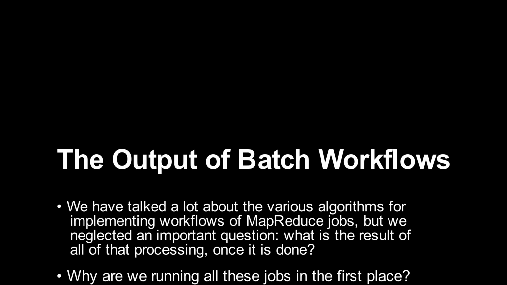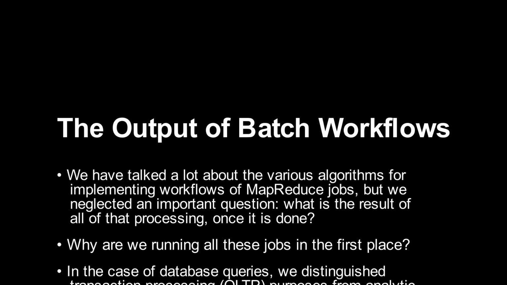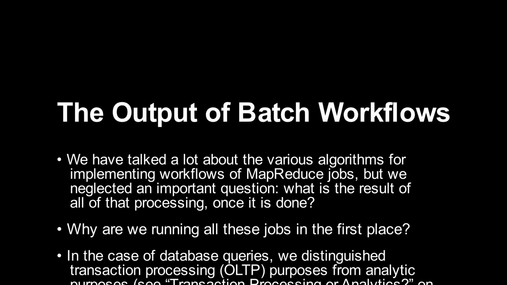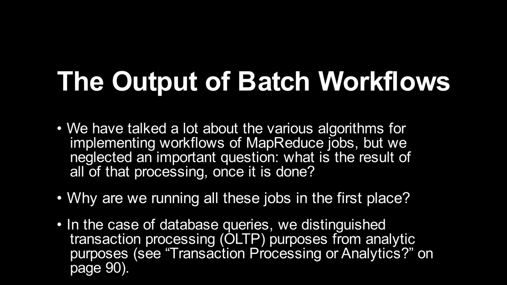The output of batch workflows. We have talked a lot about the various algorithms for implementing workflows of MapReduce jobs, but we neglected an important question. What is the result of all of that processing? Once it is done, why are we running all these jobs in the first place?